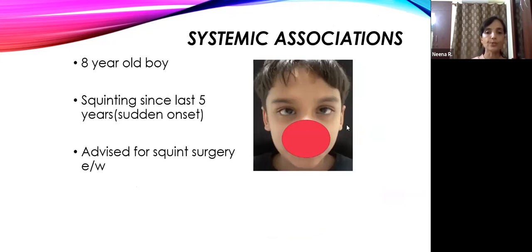So this is another interesting case of a child who was referred to me for squint surgery. You can see he's got squinting in the eye. The parents said since the last 5 years. He was about 10 years old when he presented to us, and he was advised squint surgery. You can see he's got an esotropia in the right eye.